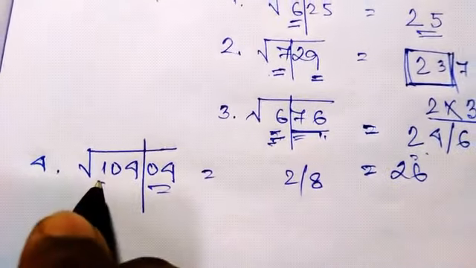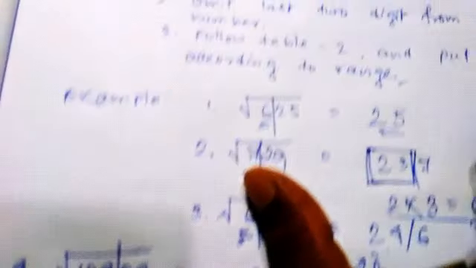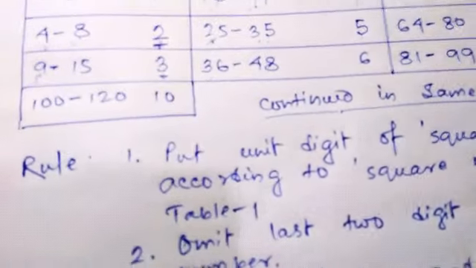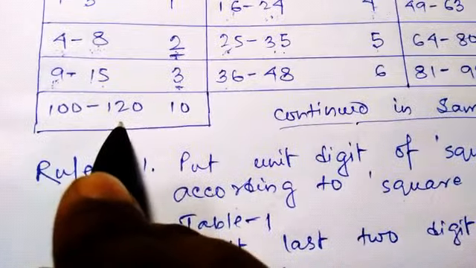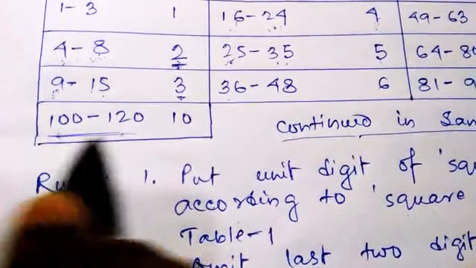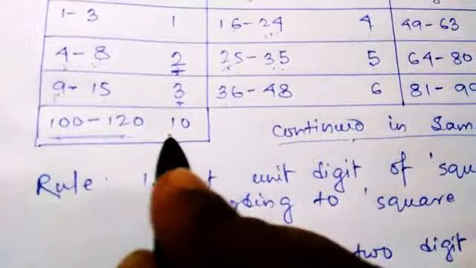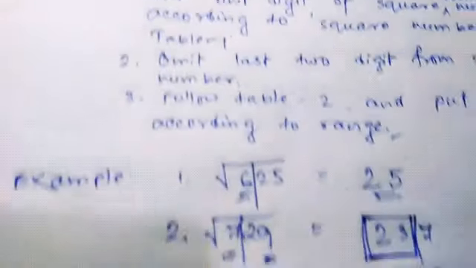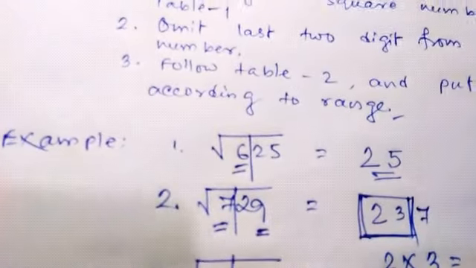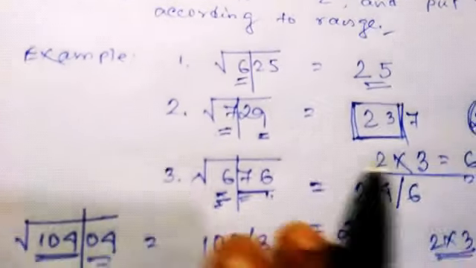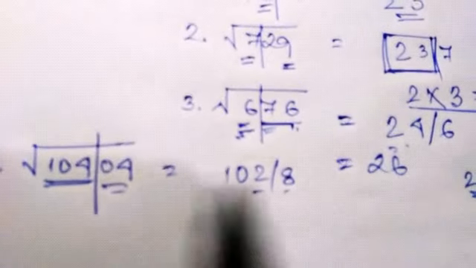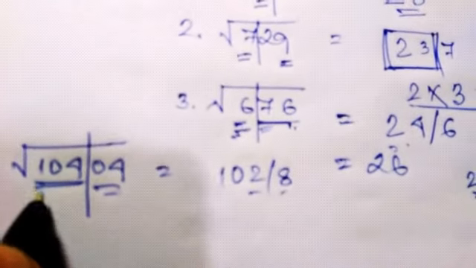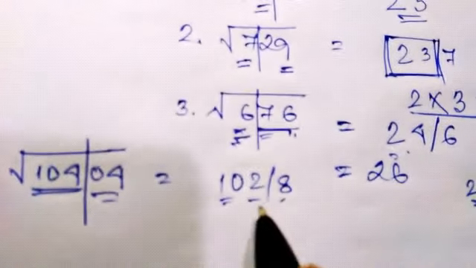Now come to the 104. 104 is in the range of 100 to 120. 104 is in this range, so it will be 10. So the number will be 10. Now the problem is this: the unit will be either 2 or 8. Here we have got 10.